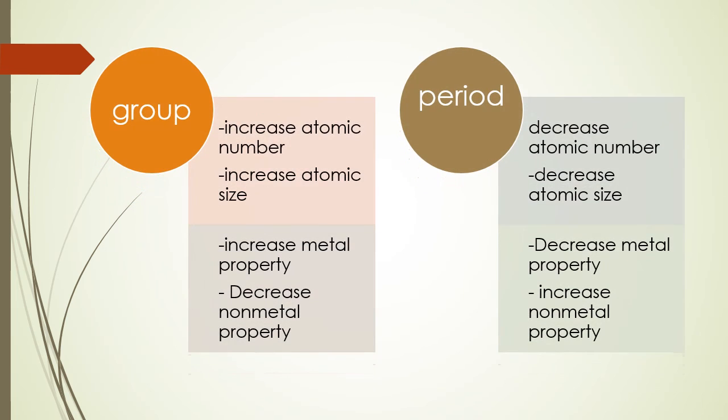To summarize the whole lesson, in a group, as the atomic number increases, the atomic size increases, the metallic property increases, and the non-metallic property decreases. But in a period, as the atomic number increases, the atomic size decreases, the metallic property decreases, and the non-metallic property increases.